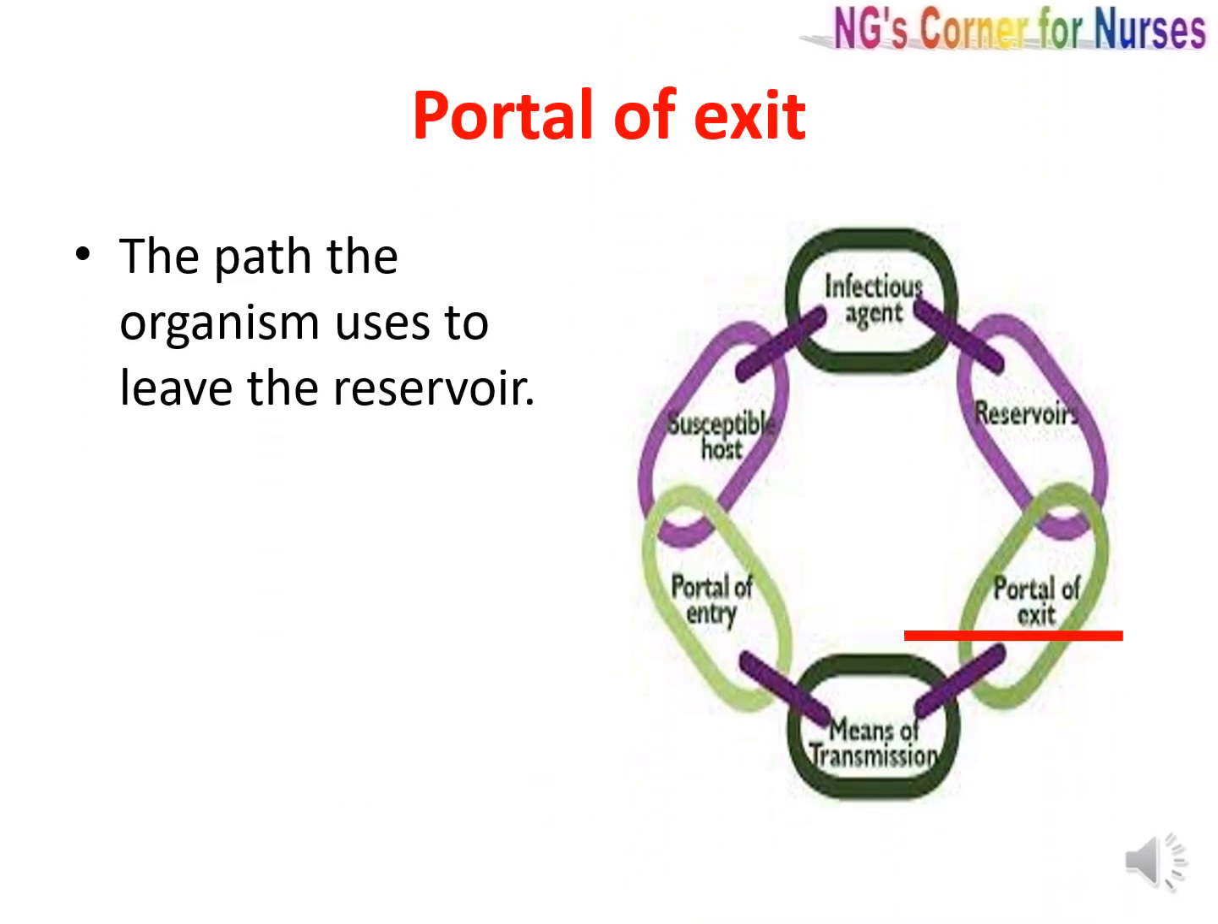Next is portal of exit, the path the organism uses to leave the reservoir, and it usually corresponds to where the pathogen is located in the host body. Suppose the pathogen is in person's lungs. So here the portal of exit should be the nose, or the pathogen is located in the intestine. Then here the portal of exit should be the rectum through feces.